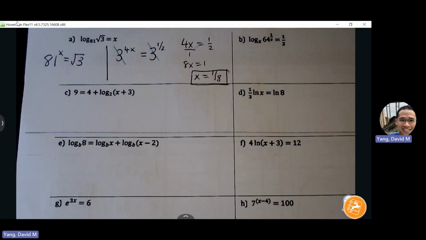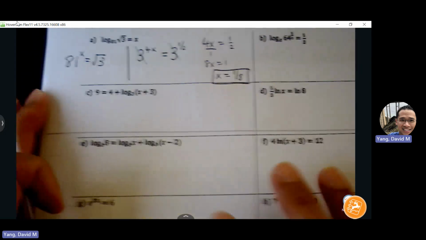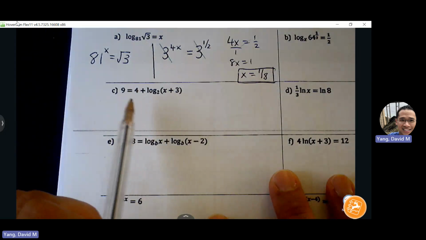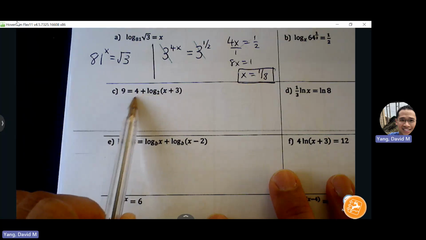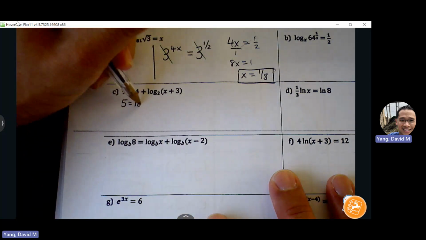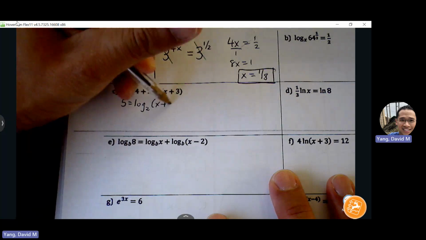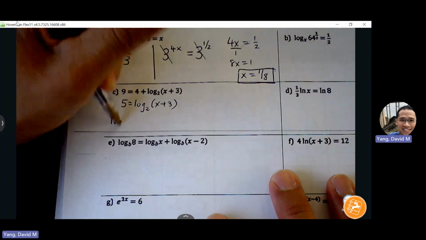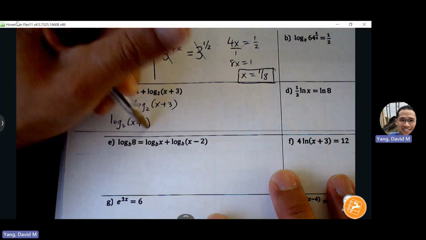Okay, part C, 9 equals 4 plus log base 2 of x plus 3. We probably do want to convert it into exponential form, but right now there's too many pieces. If I can tighten this up and combine some like terms so that I can just have log base of the value equals the exponent, then I can convert it. I can see that 9 and 4 can combine together. Let me just subtract that 4 from both sides. So I get 5 is equal to log base 2 of x plus 3. I'm going to rewrite it with the log on the left side: log base 2 of x plus 3 is equal to 5.